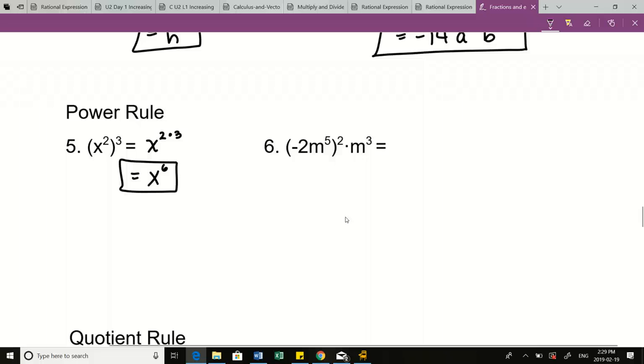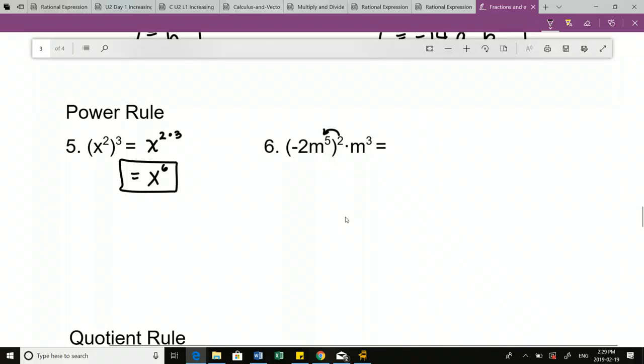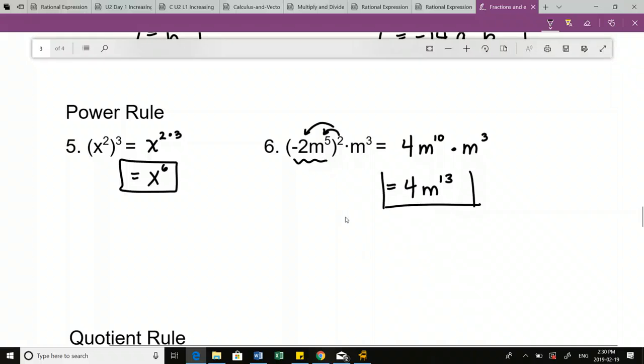All right, this guy, remember your BEDMAS rules. We want to do exponents first, and then we can do any multiplications that we want to do. Also, I want you to remember that this squared applies to both of these things in here, not just the m to the exponent 5. So I need to do negative 2 squared and also m to the exponent 5 squared, which gives me positive 4 m to the 10, 2 times 5. And then I want to multiply it by m cubed. So I will keep the base and add the exponents to give me 13. Okay, so that is a mistake that I see a lot. People forget to also square the coefficient. Any questions on this one?